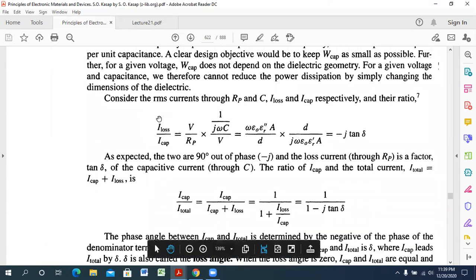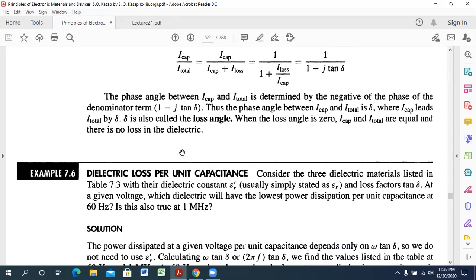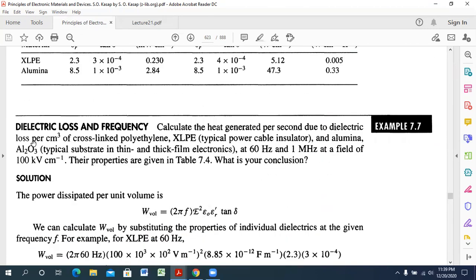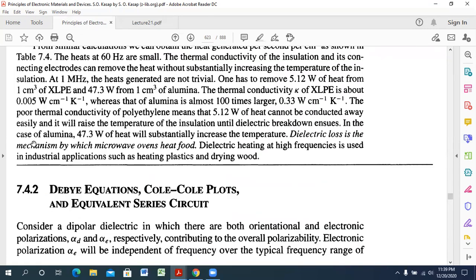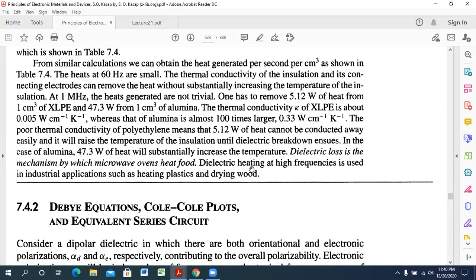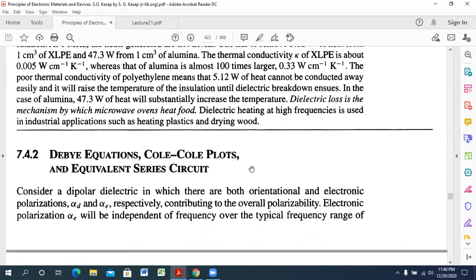This one is the ratio of the dielectric current losses and the capacitor losses. Please try to solve examples number 7.6 and 7.7. Up to this is the end of article number 7.4.1. The next one is 7.4.2.